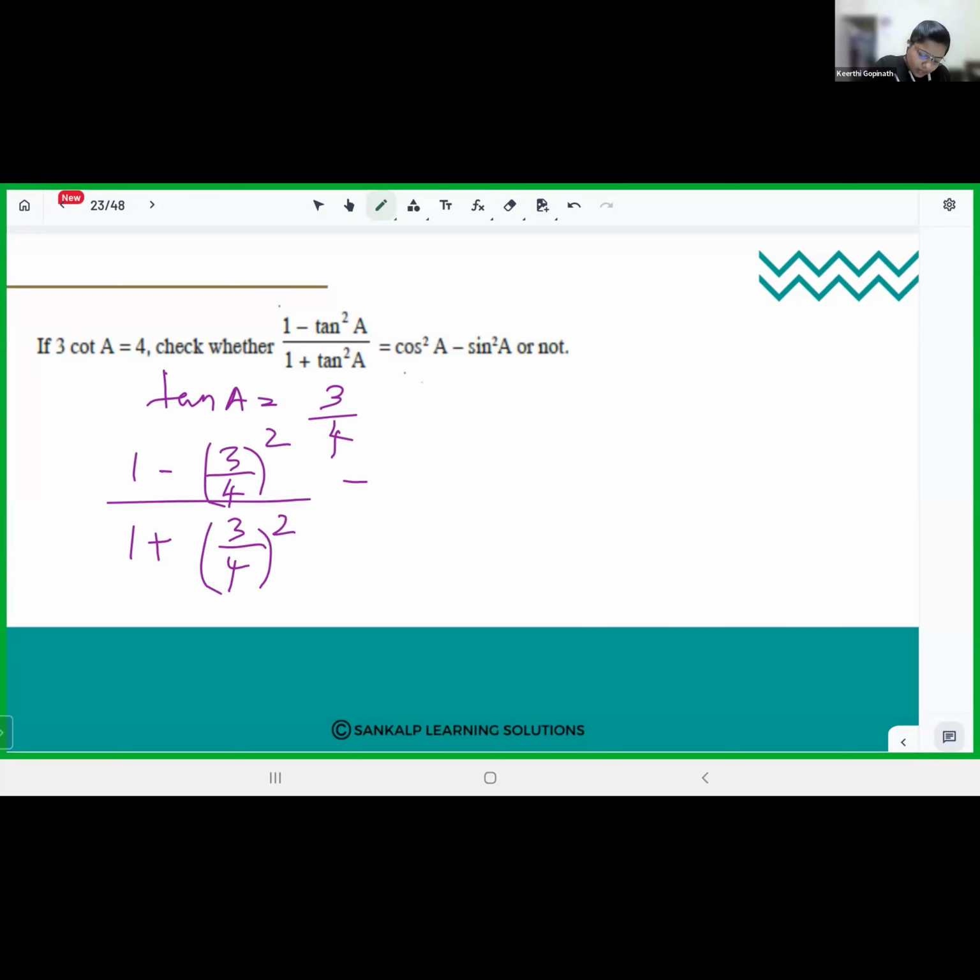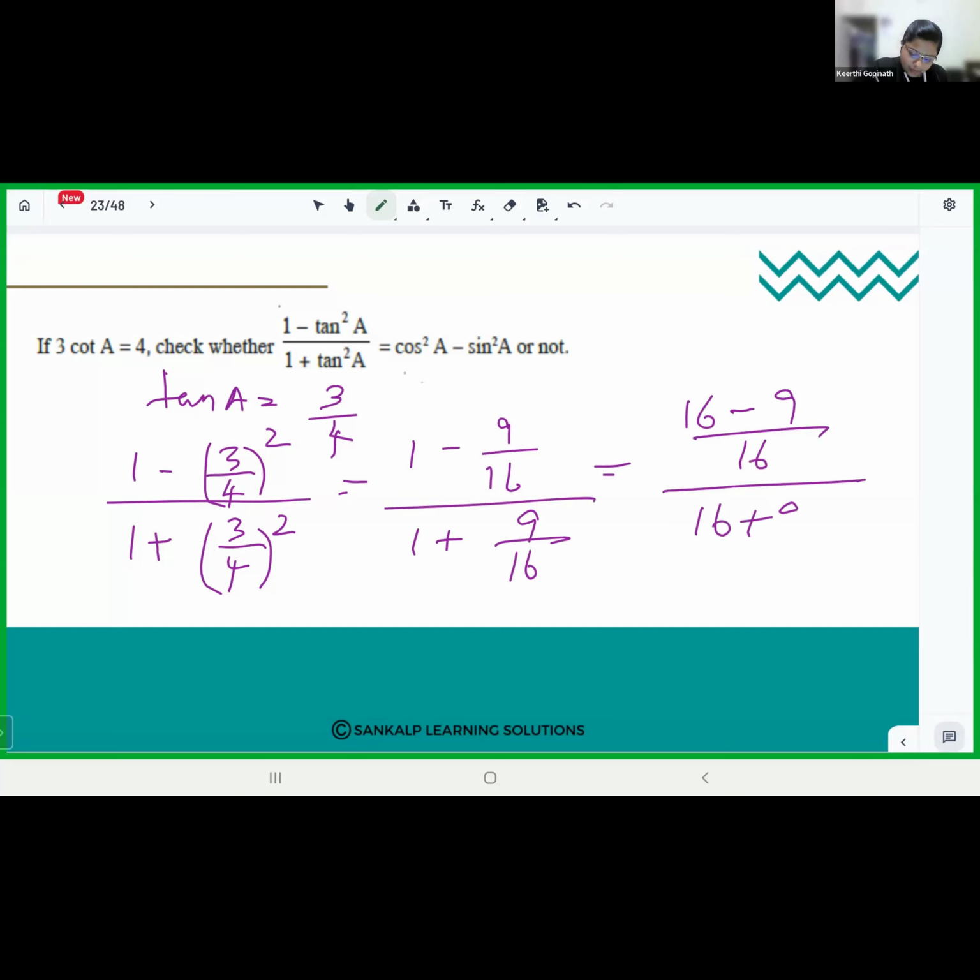So that is equal to 1 minus 9 by 16 divided by 1 plus 9 by 16. Alright, so this is 16 minus 9 by 16 divided by 16 plus 9 by 16. Okay, now you can cancel these, right? So 16 minus 9 is 7, and 16 plus 9 is 25. So we obtain the value for 1 minus tan square A by 1 plus tan square A, that is nothing but 7 by 25. Now we have to consider the RHS.